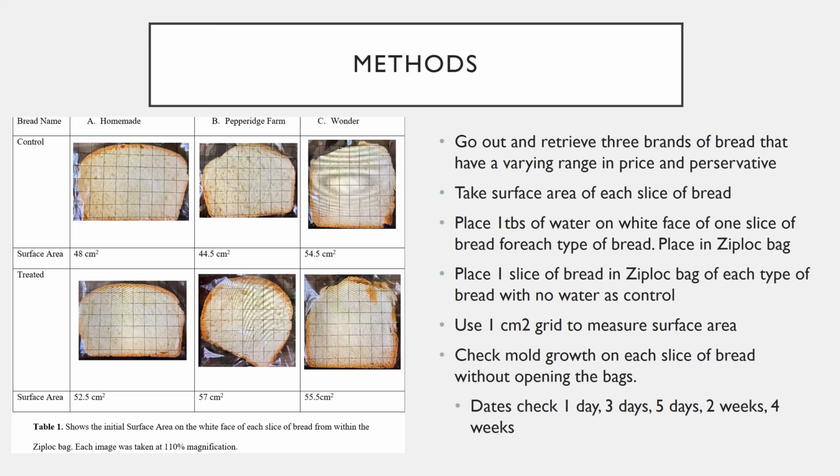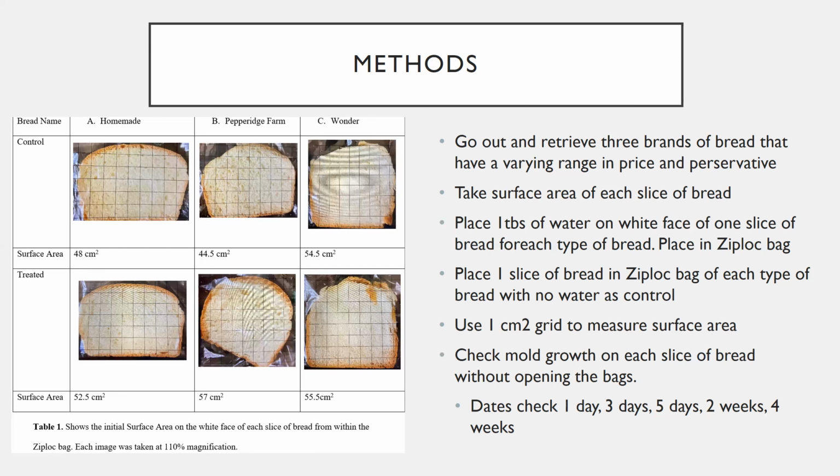And I used a 1 centimeter squared grid to measure the surface area, which you do by seeing what squares are completely filled equal 1 centimeter, and then half filled equal half a centimeter, and less than half filled is none at all. And I measured the original surface area, which you can see in table 1.